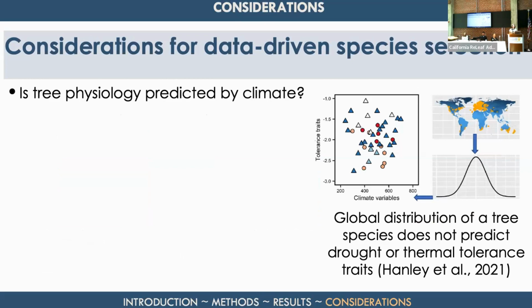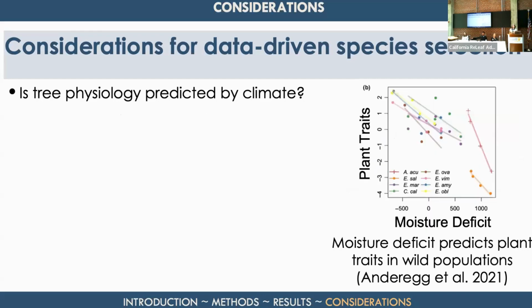And there's been some research that's shown that the global distribution of a given tree in both its native and planted range is not necessarily a great predictor of these types of traits, how drought and how heat tolerant it is. That's a really good argument for us to restrict our analysis to only looking at the native range, because there is some data that shows that within the native range of populations, climate does actually do a pretty good job of predicting these types of tolerance traits.